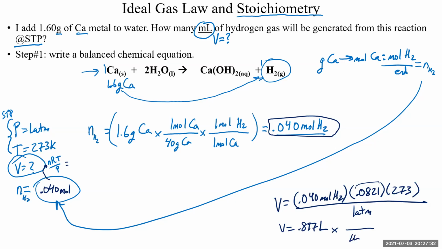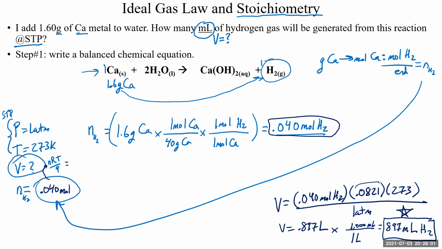We know that every 1 liter is 1,000 milliliters. So that's going to be 897 milliliters of hydrogen gas. So we produce almost 1 liter of hydrogen gas. We produce 897 milliliters of hydrogen gas, and that is the answer to our question. Way down here in the lower right corner, like it's not important.